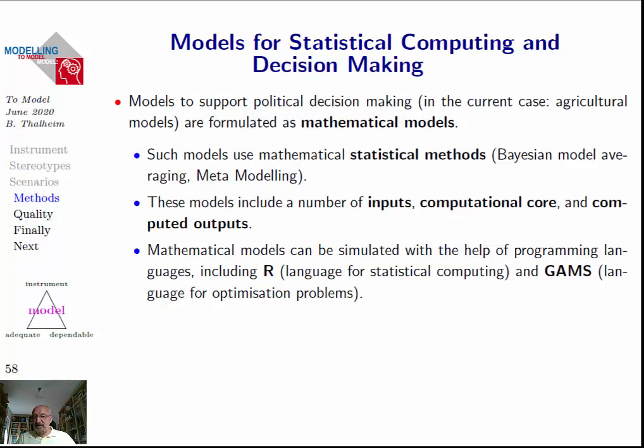In this case, you can then use mathematical statistical methods, for instance Bayesian reasoning or meta-modeling. You have maybe to consider a number of inputs, the computational core and the computed outputs. You might use also some kind of programming support, for instance based on R, that is a pretty nice language for statistical computing. But again, be careful. If you have only garbage data, then you will never get anything else than garbage outputs.